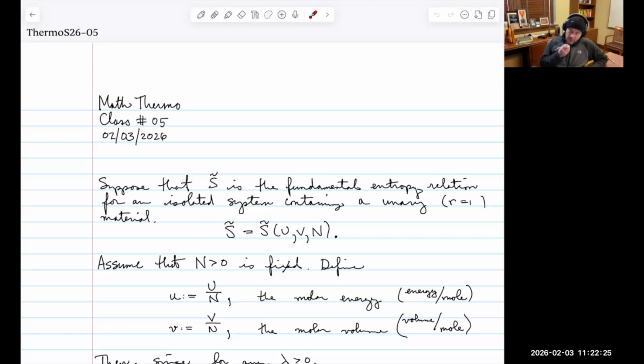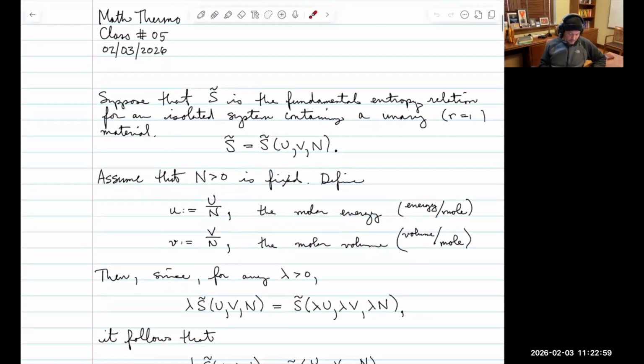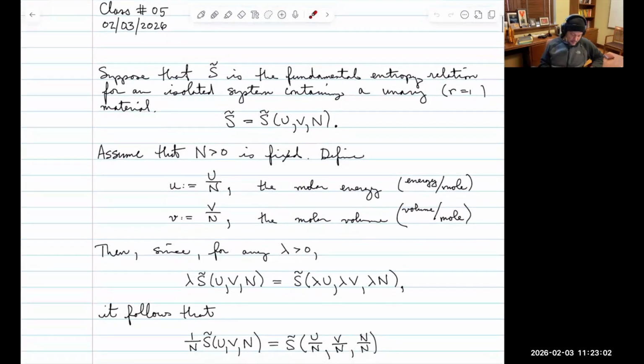Today we're going to talk about a reformulation of Euler's equation and the Gibbs-Duhem relation. And we're also going to look at something that we started looking at last time, molar versions of the thermodynamic equations. That is, equations that are written in terms of entropy per mole, energy per mole, volume per mole, etc. We started looking at this last time. We didn't get too far into it, so we'll start here and go in depth now.